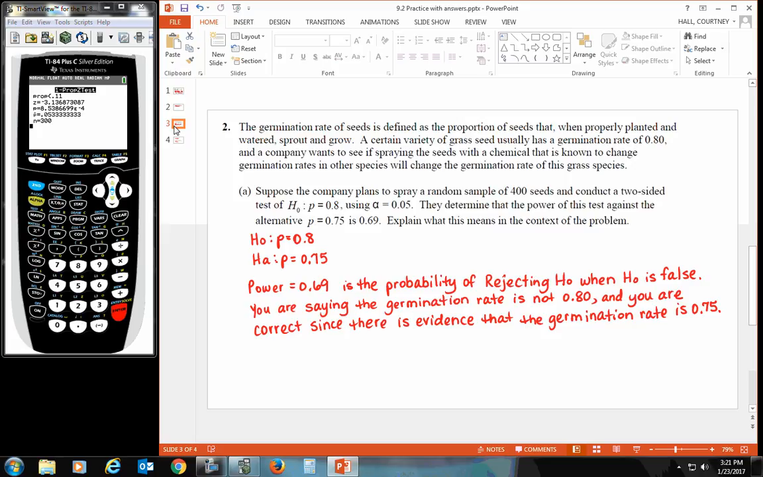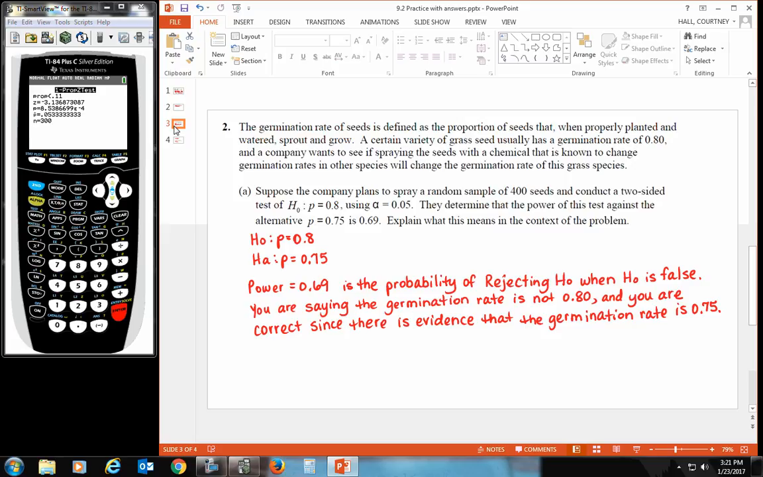Suppose the company plans to spray a random sample of 400 seeds and conduct a two-sided test. Being that it's a two-sided test, you know that your alternative hypothesis is just going to be that your proportion is not equal to 0.8. They determined that the power of this test against the alternative, which they set to be p equals 0.75, is 0.69. We have a power of 0.69. Explain what this means in the context of the problem.